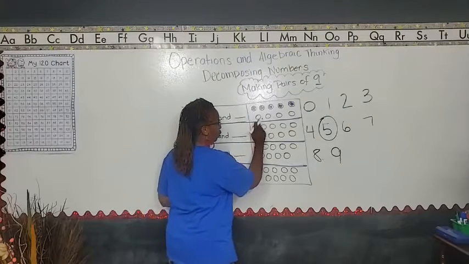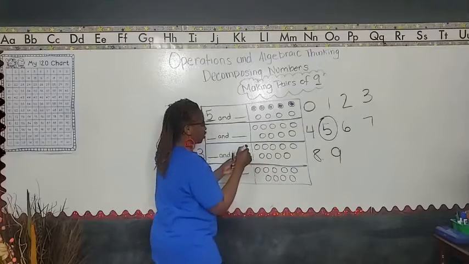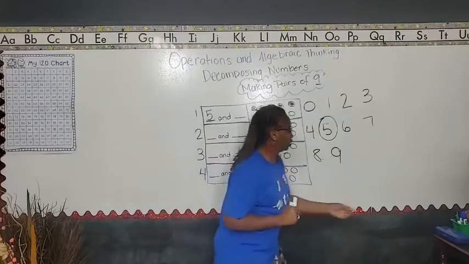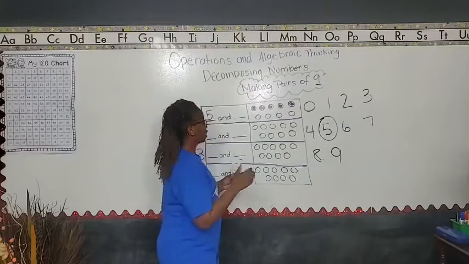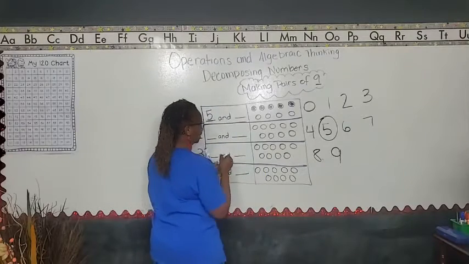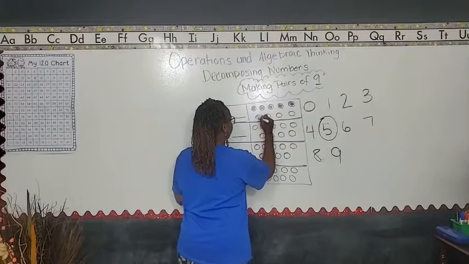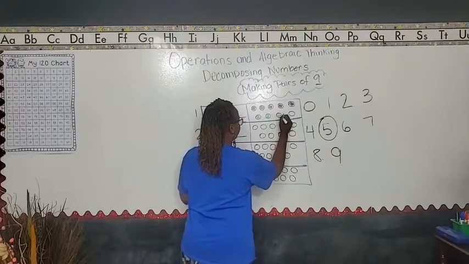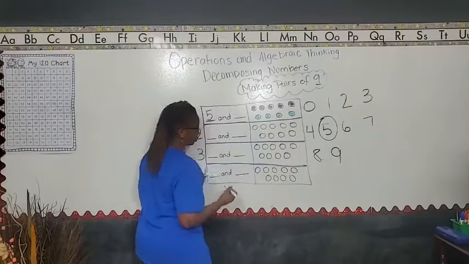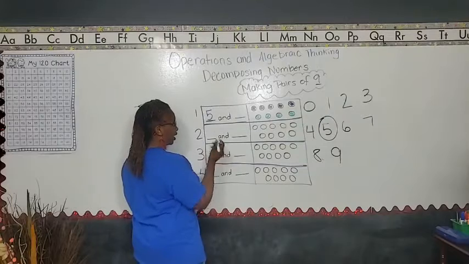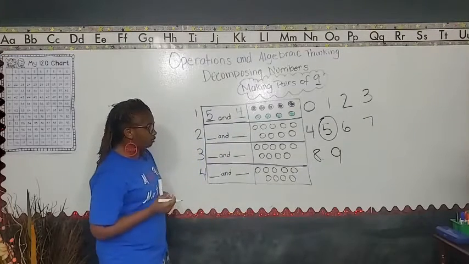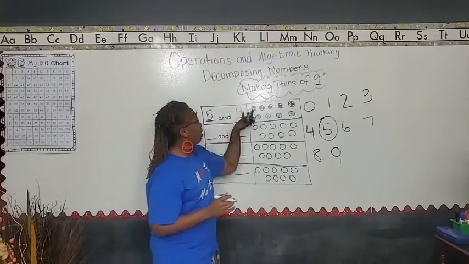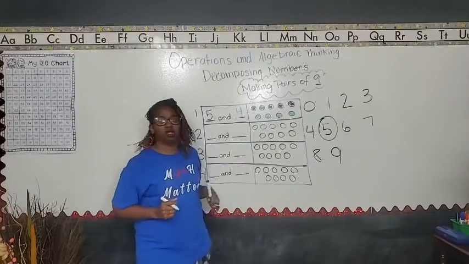Okay? So I have 1, 2, 3, 4 that are not shaded. So what I usually do is I have them use 2 different colors. Okay? 5 and 1, 2, 3, 4 equal 9. Okay? 5 and 4 equal 9. So that's what my first pair could look like.